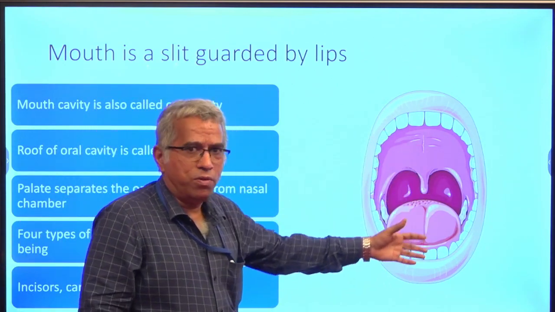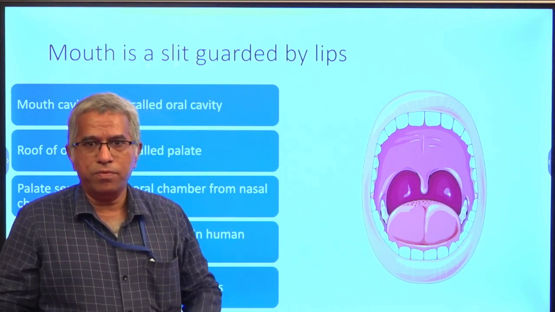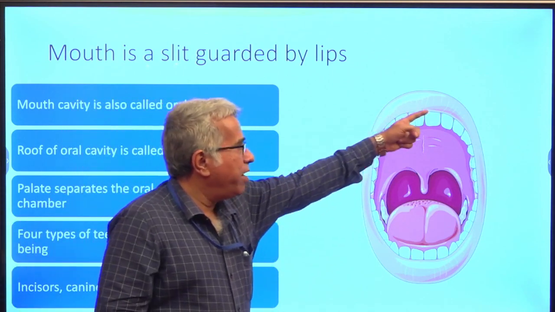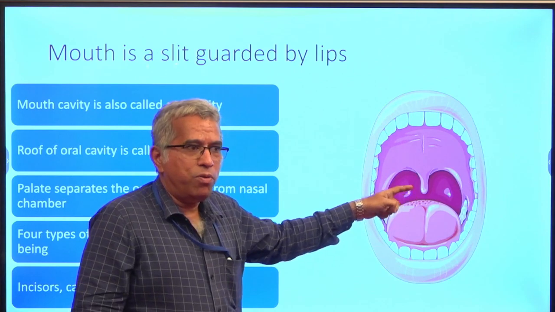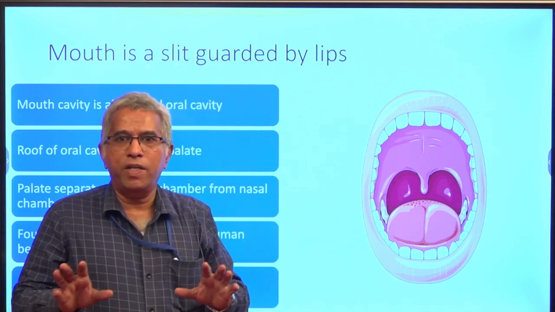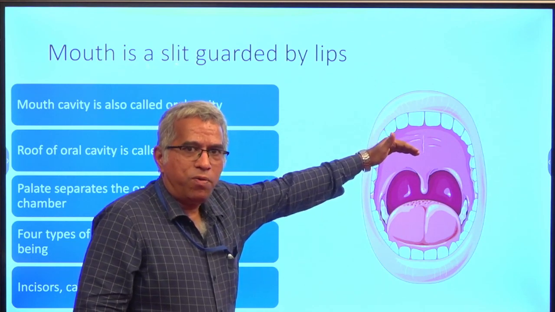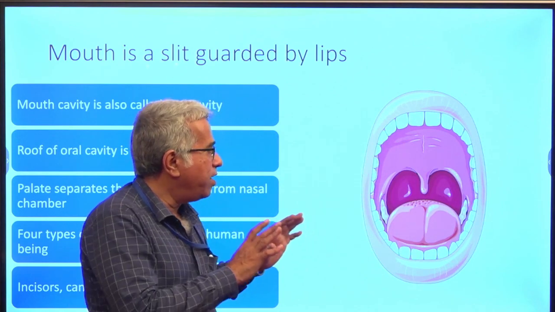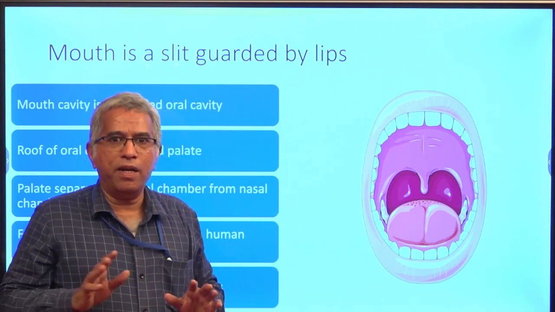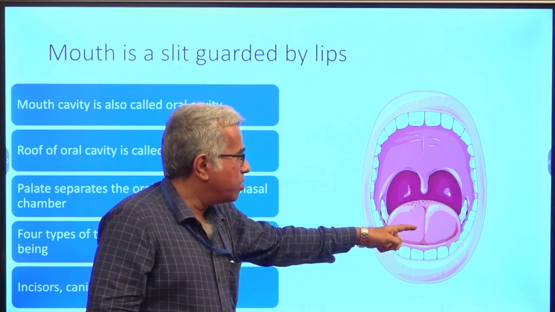Here you can see the mouth. The mouth is a slit that is present in the face, and it is guarded by lips. The cavity that is present in the mouth is called the oral cavity. The upper part of the oral cavity, that means the roof of the oral cavity, is called the palate. And you can find different structures associated with the oral cavity. Here you can find the teeth, and the tongue is also found.